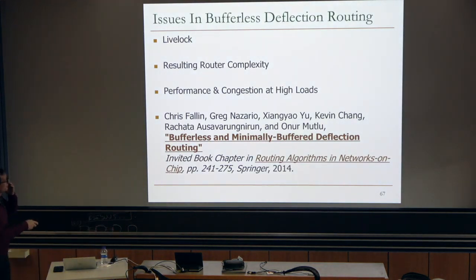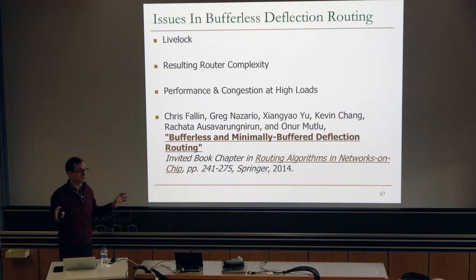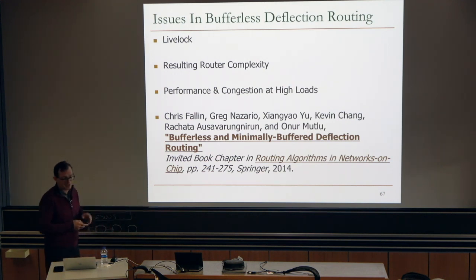Okay, but the problem that is actually very difficult to solve in bufferless networks in general is performance and congestion at high loads. High load means a lot of sources are injecting, there's a lot of load on the network. If you don't have buffers, fundamentally you're limited in terms of the throughput that you can achieve. And we will see that when we talk more about this.